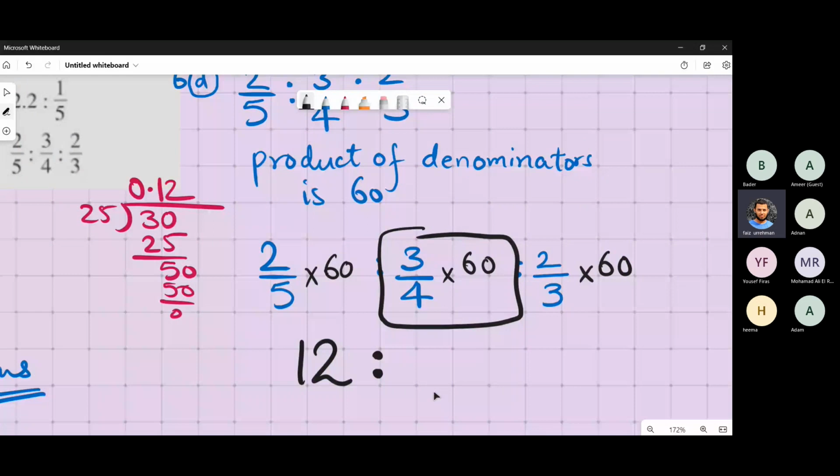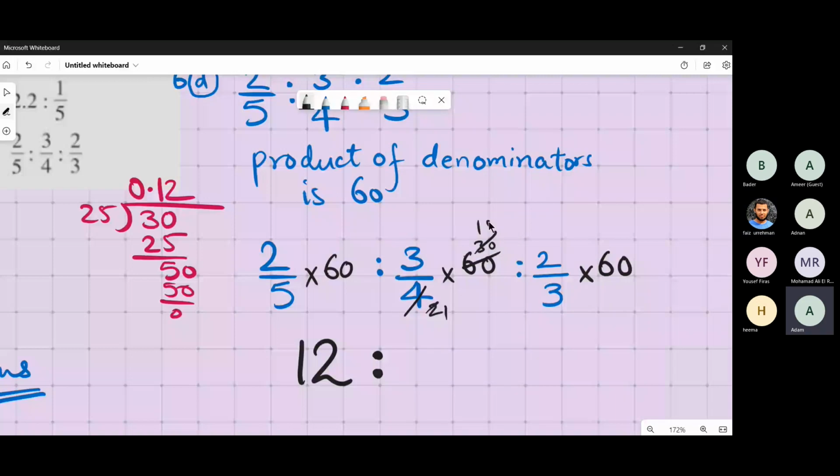You can use the simplification here and here. And then tell me. 4 and 60: table 2, 4 will be 2, 60 will be 30. Anything more possible? 2 will be 1, 30 will be 15. So what will be the final answer? Multiply this and this. 3 multiply 15. How much? Tell me the answer.